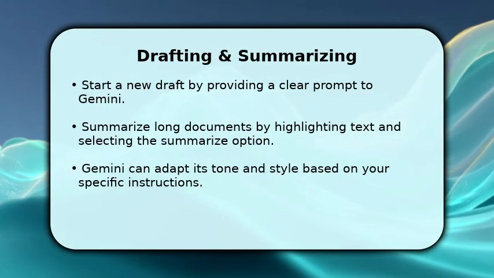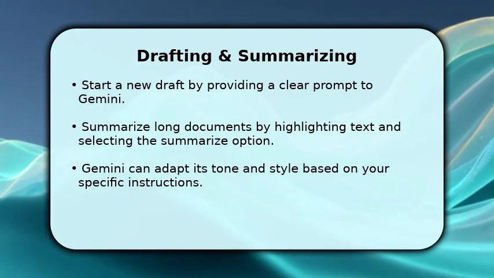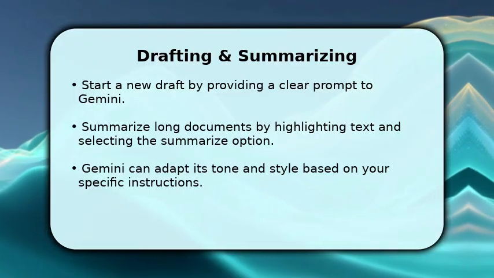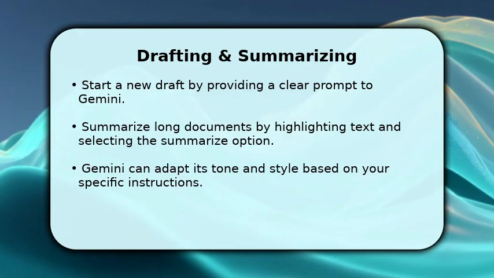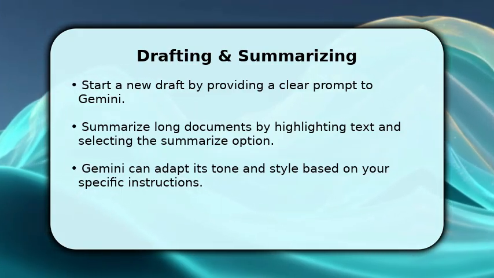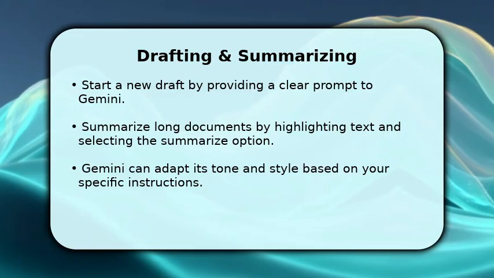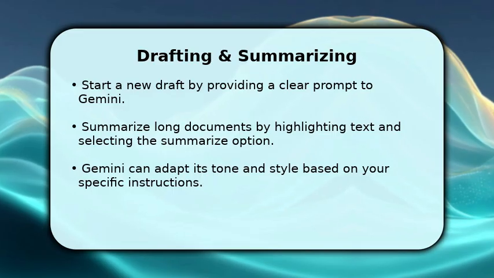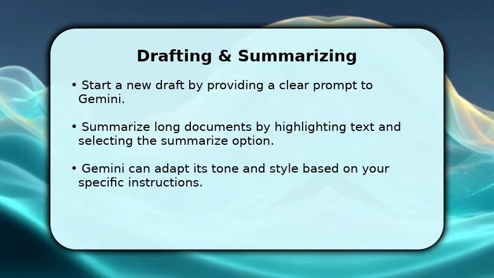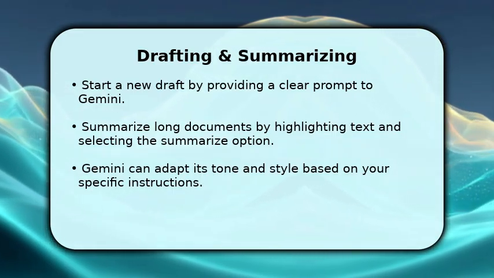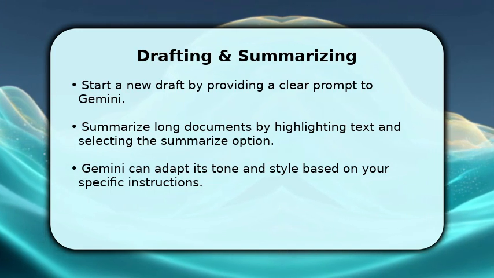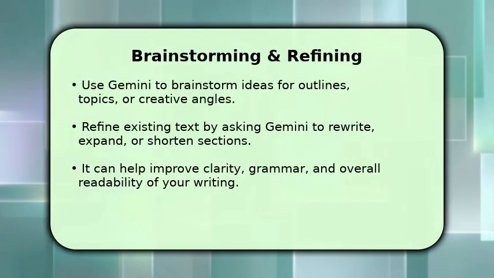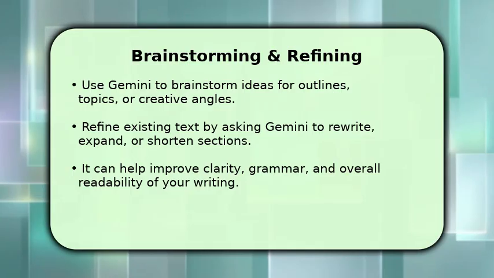Gemini makes drafting new content straightforward. Simply open a new document or a blank section and provide a clear, concise prompt detailing what you need. For summarizing, highlight the relevant text within your document, then choose the Summarize option. Gemini will condense the information efficiently. Remember, you can always refine Gemini's output by giving it more specific instructions regarding tone, length, or style to perfectly match your document's needs.